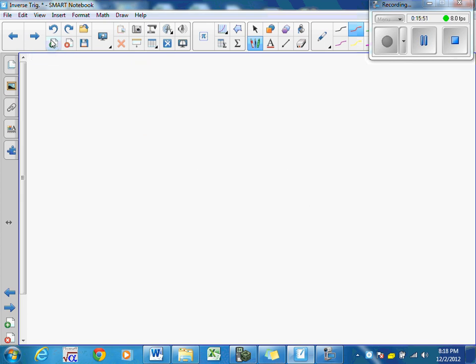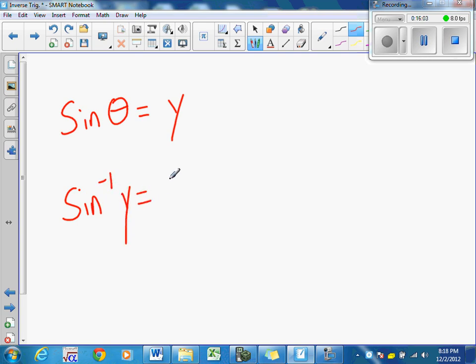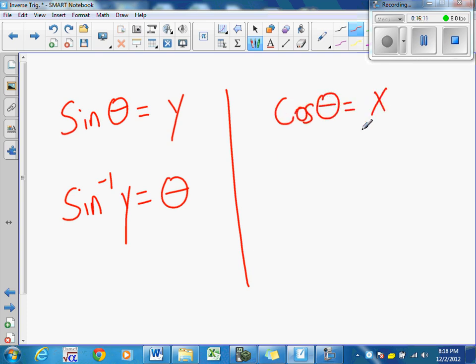Think of it this way. Sine of an angle gives me a y-coordinate. Inverse sine of a y-coordinate gives me a theta. Cosine of an angle gives me an x-coordinate. Inverse cosine of an x gives me a theta. So that may help you keep straight what you're looking for and what you find as you do sine or inverse sine or cosine or inverse cosine.